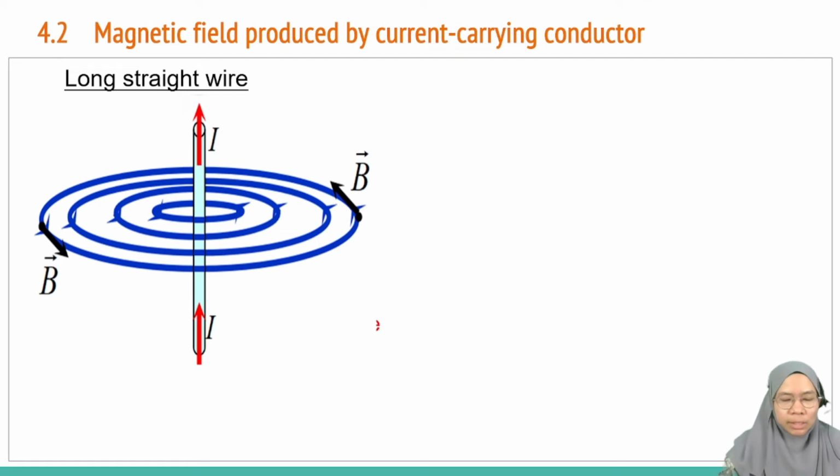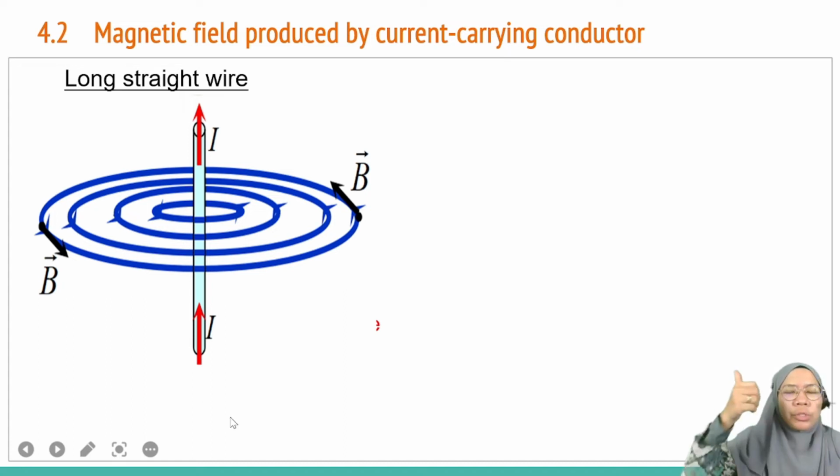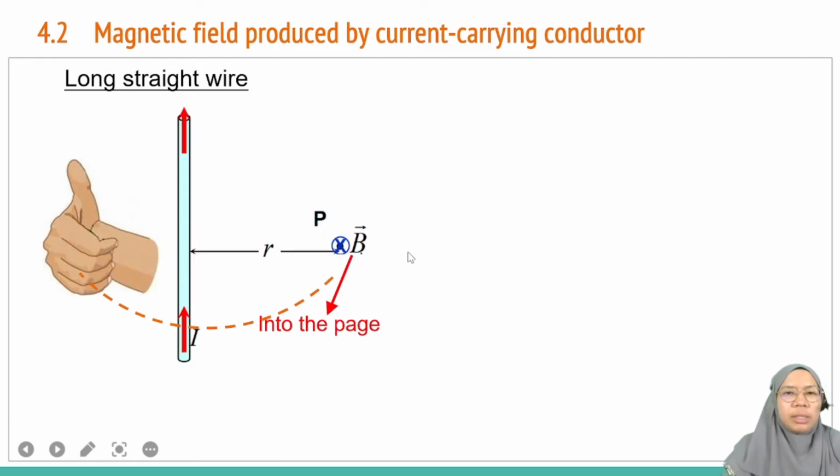Right, so let's see for the long straight wire. Okay, so as you can see the current is going up, so use your right hand rule. The directions of magnetic field is anti-clockwise. Okay, so you can see at point P over here, the magnetic field is going into the page. Okay, we just focus at this point.